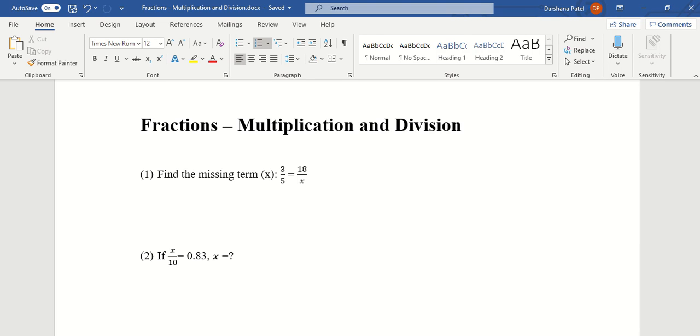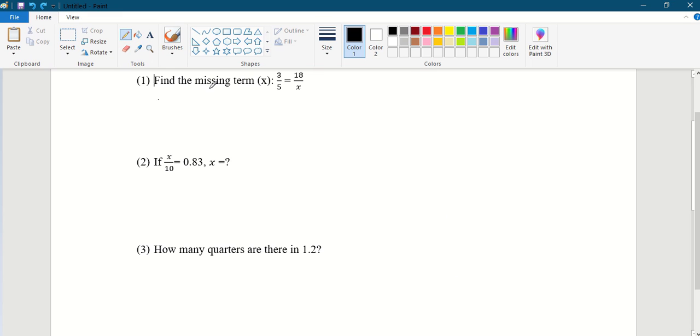Fractions, multiplication and division. Let's see an example here. We are asked to find the missing term x here, for which 3 over 5 equals 18 over x. So there are a few ways to look at it.